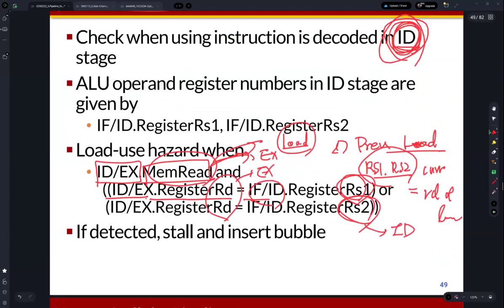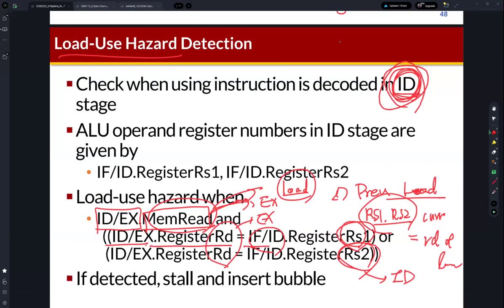We can also check some special cases, such as if the RD of the load instruction is 0. This means that the register is not updated by the load instruction, so then we don't need to check the load use hazard. But these are the usual, common conditions for the load use data hazard, right?